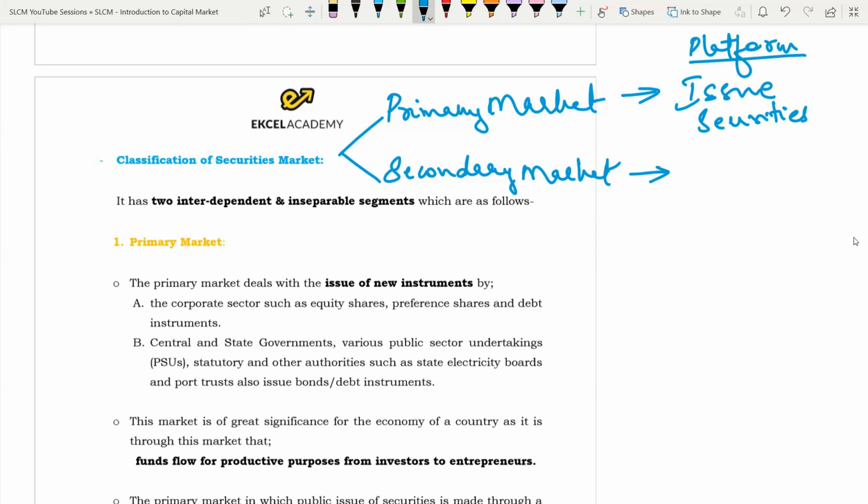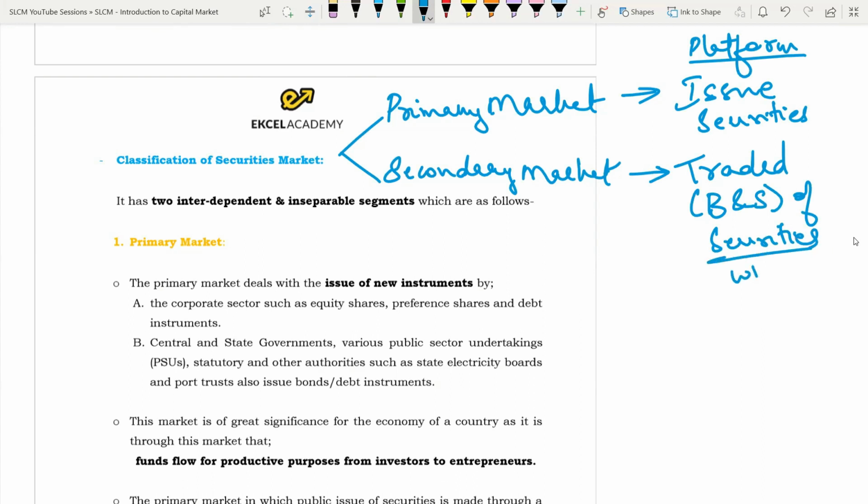Secondary market is where these issued securities are traded. Traded means nothing but buying and selling of securities. Which securities? The securities which are issued in the primary market. So always whenever a security has been issued, first it is issued in the primary market. After it is issued, it is going to be traded in the secondary market. Okay, this is the basic of classification of securities market. Now let us understand in detail what the primary market does and what happens in the secondary market.